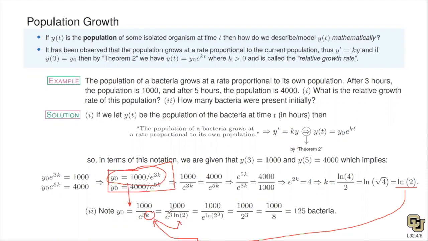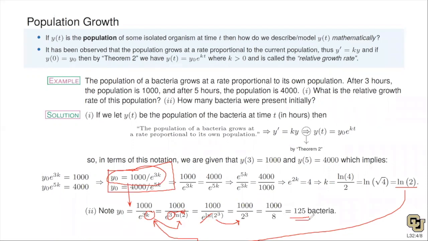Now watch, this 3 that's in the front, I bring it up to the exponential position. And here I have e to the ln of 2 cubed. The e and the ln cancel. I just get back a 2 cubed. Now I have 1,000 over 2 cubed, which is 1,000 over 8, which we can calculate to be 125 bacteria.